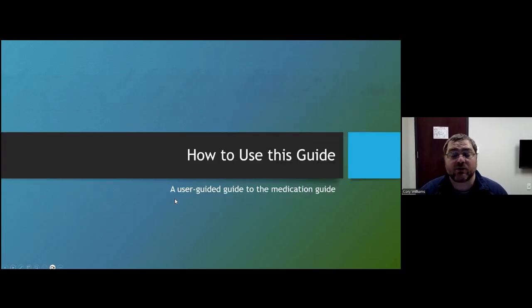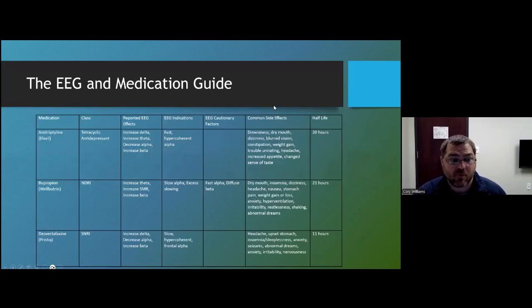So let's take a look at the guide that we put together, and we'll talk about where and how to use this in this bigger conversation about medication. So this is a sample page from our guide. Okay, in it you'll find the medication, the class, the reported EEG effects, indications and cautionary factors, common side effects, and the half-life. For all of these meds, the reported EEG effects, this is not research that we conducted in our clinic. This is research conducted by other people that we have collected.